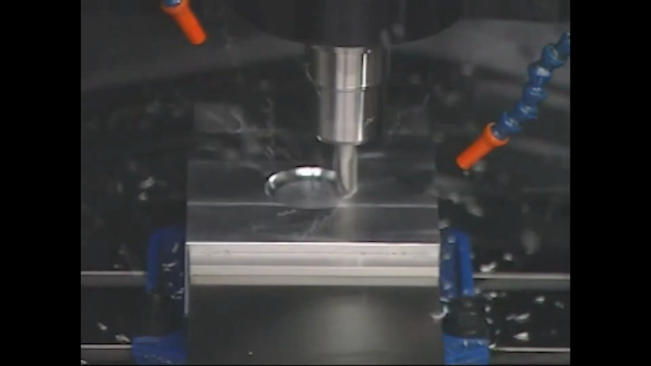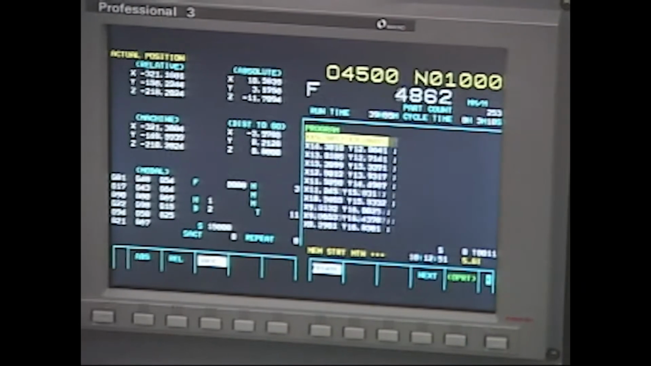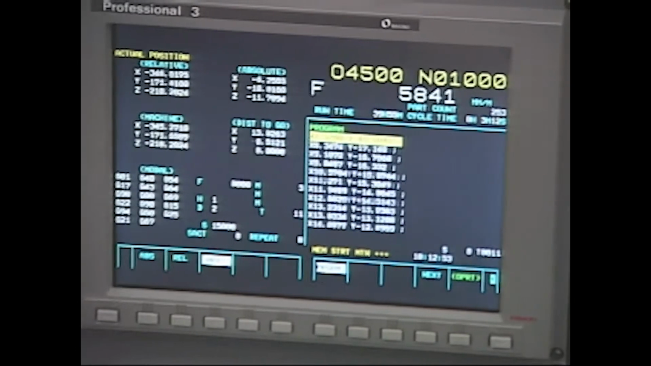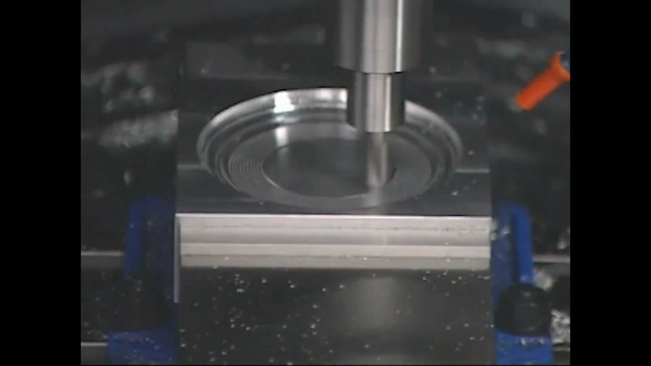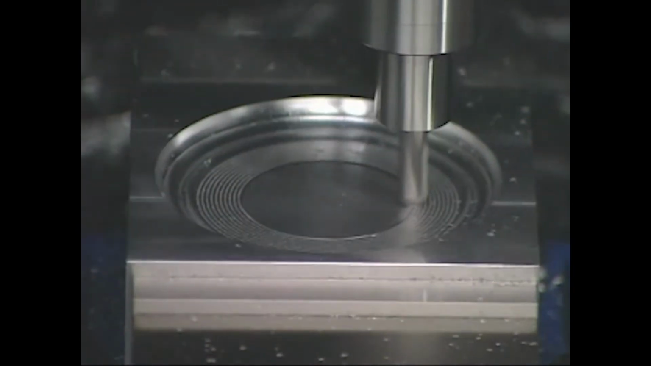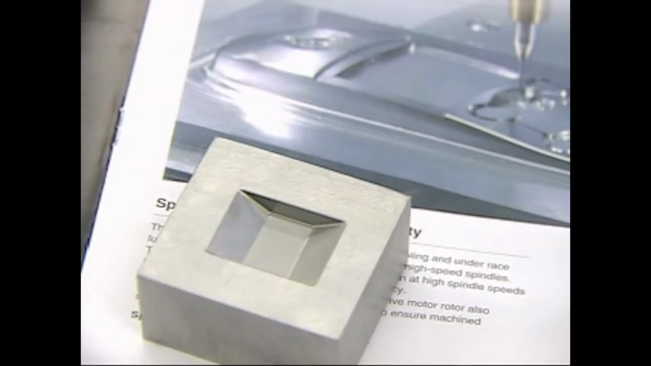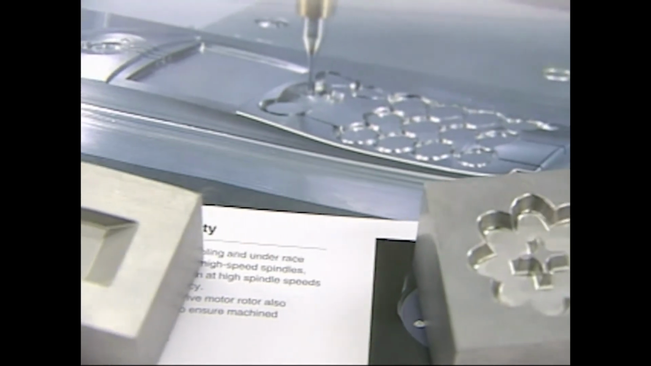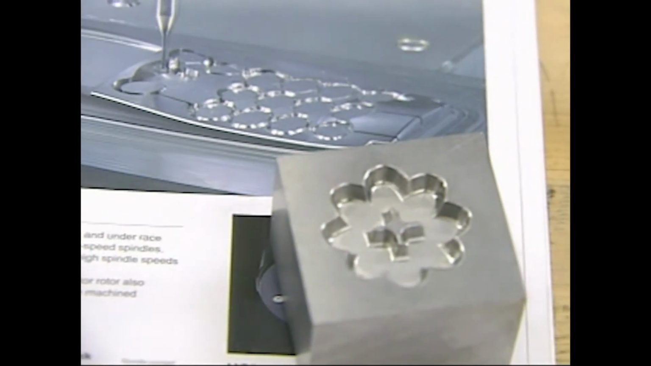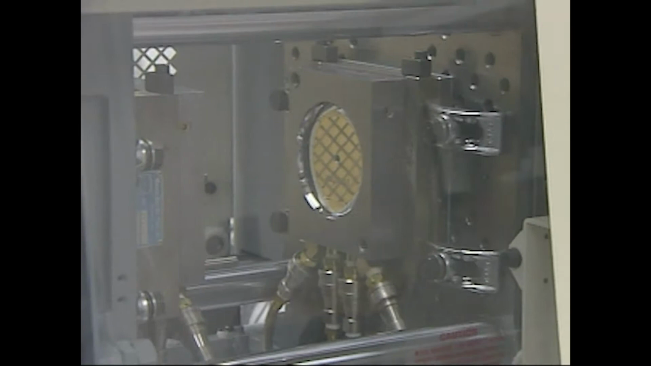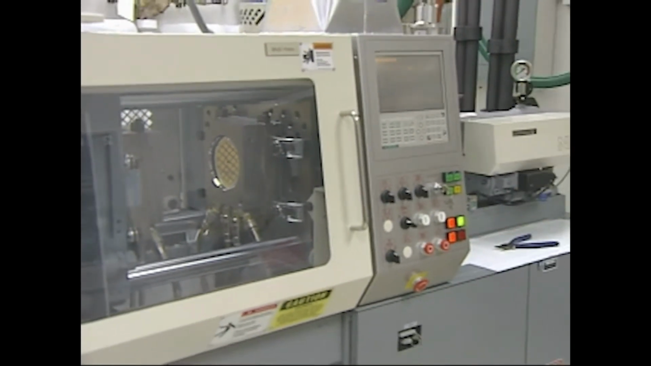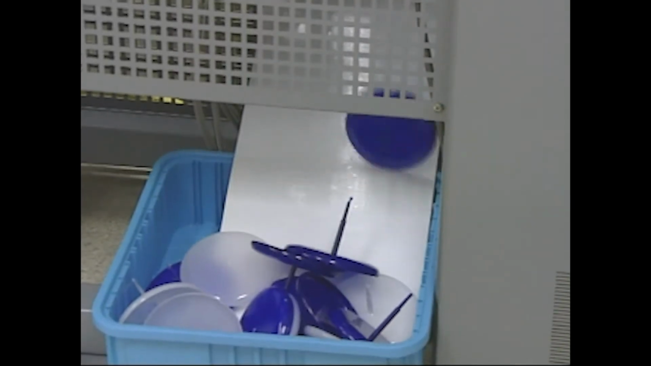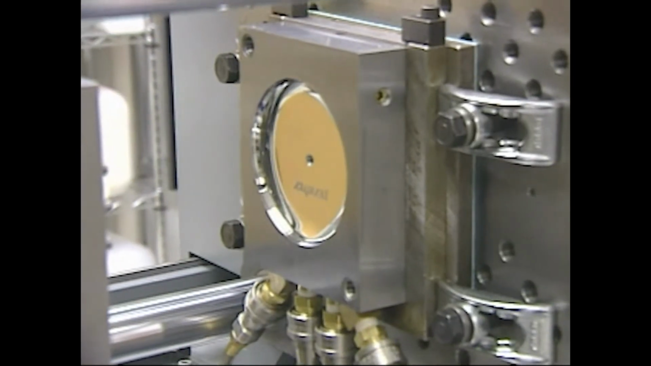After that process, we then went to the graphite electrode to EDM, or electric discharge machining, the contour that we want into the mold cavity. After the mold construction is completed, it becomes the mold operator's responsibility to process the tool correctly for the specific plastic that will be run in the tool.